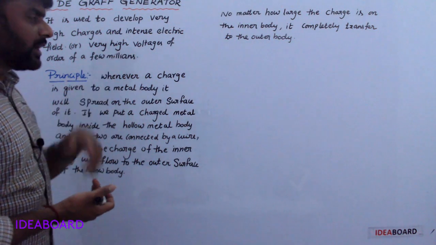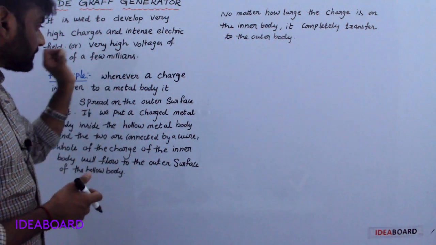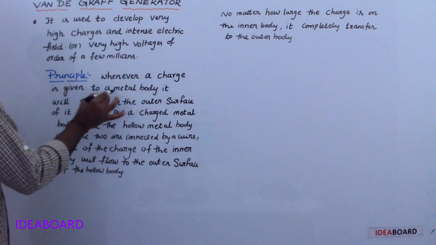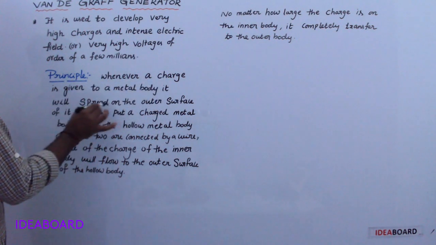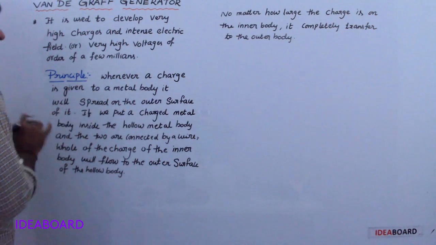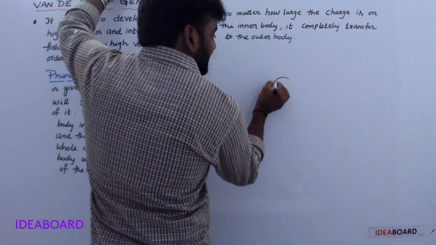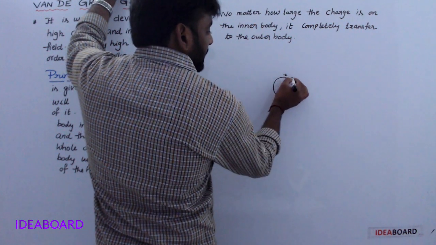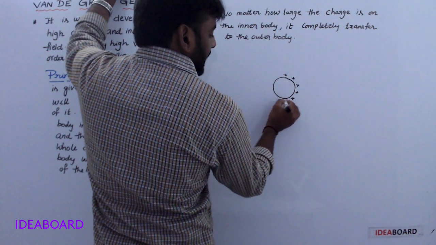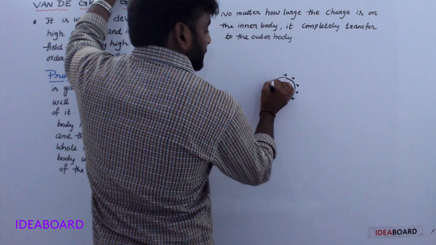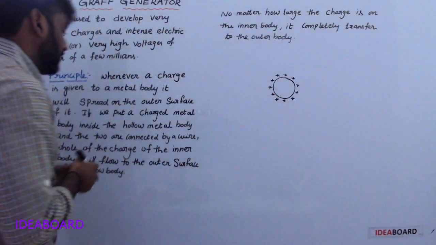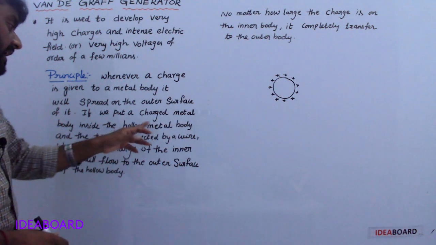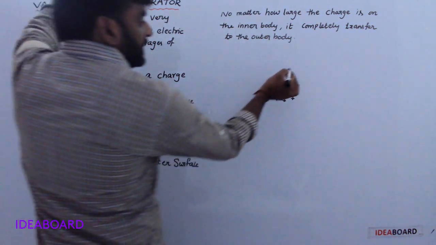Okay, in this one, some principle is there. Whenever a charge is given to a metal body, it will spread on the outer surface of it. For example, it is a metal body. You are giving the charge. Complete charge is spread on the surface. Understood?